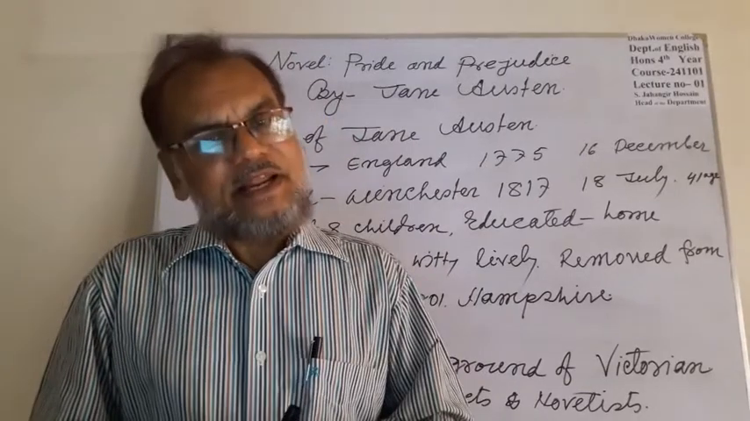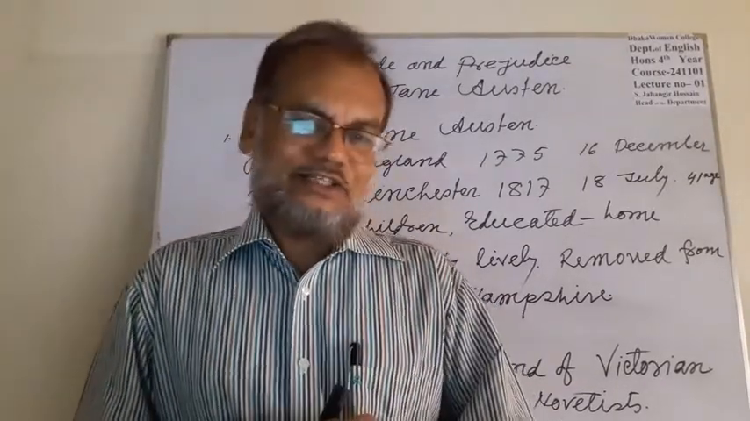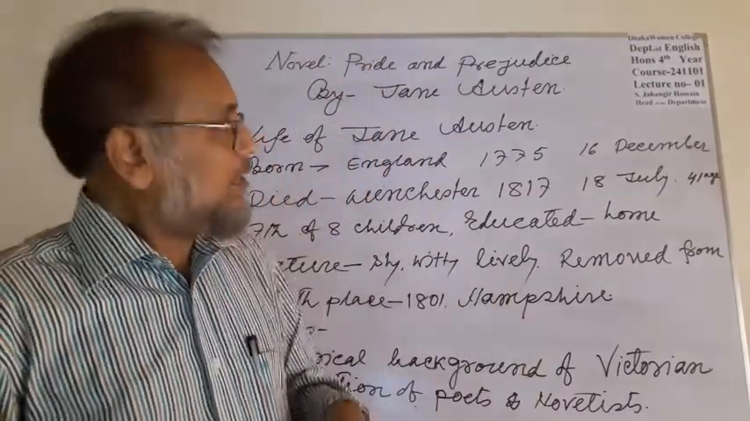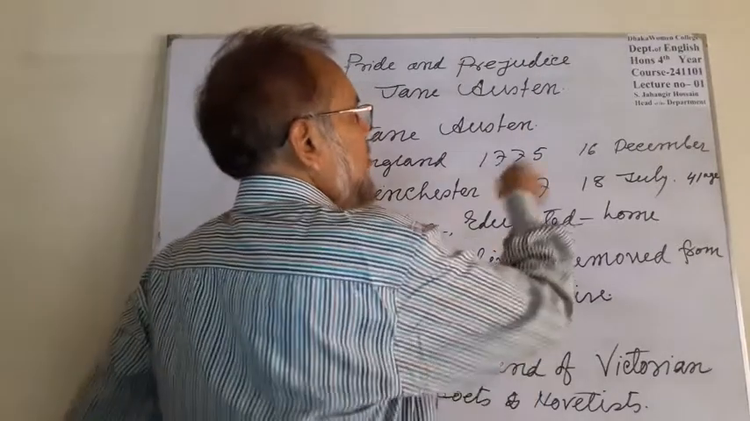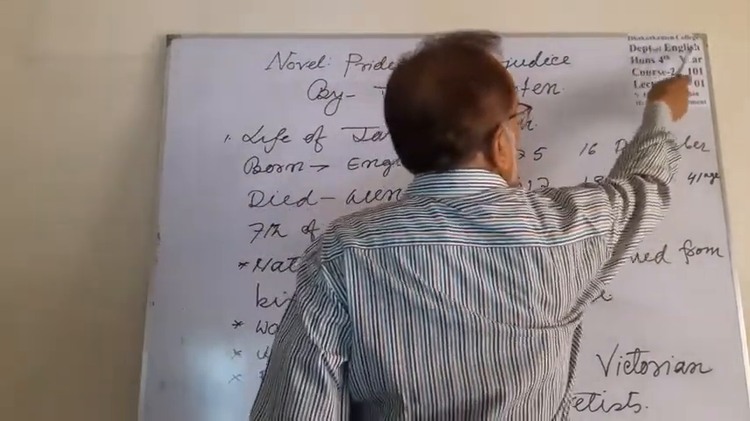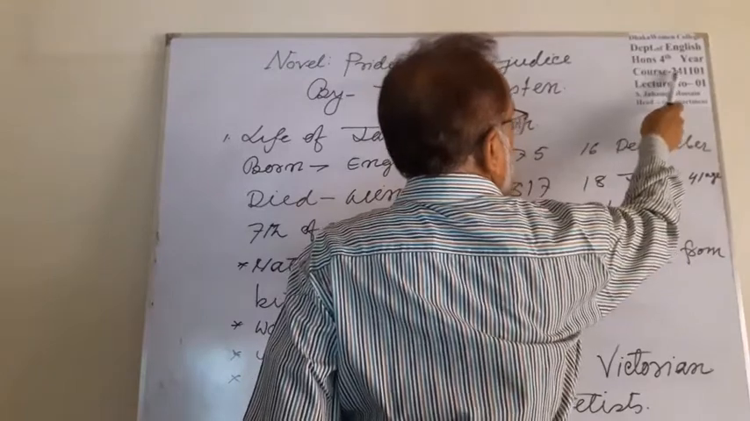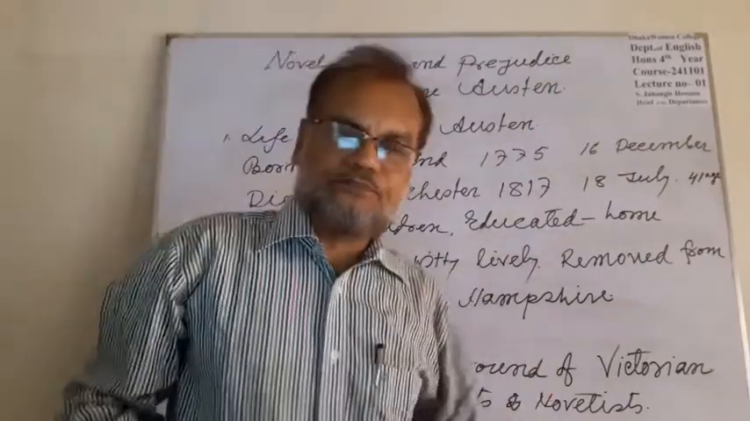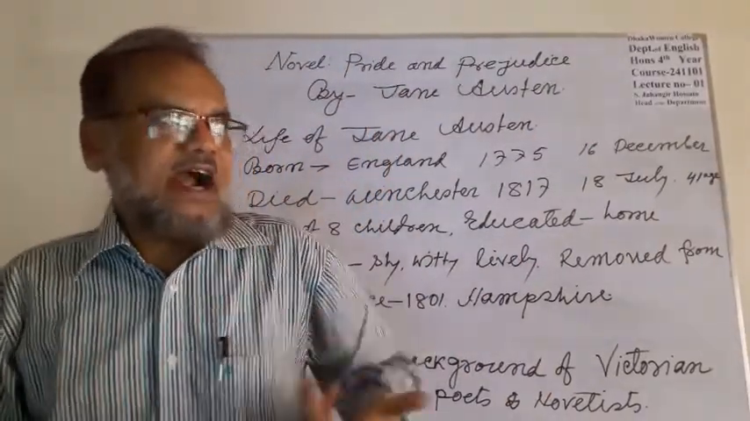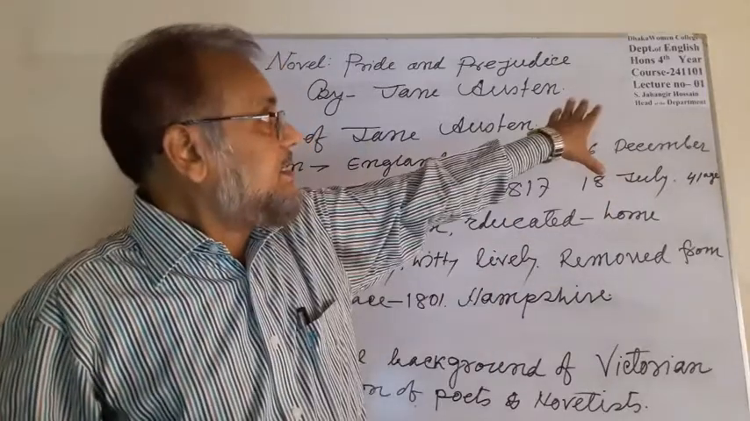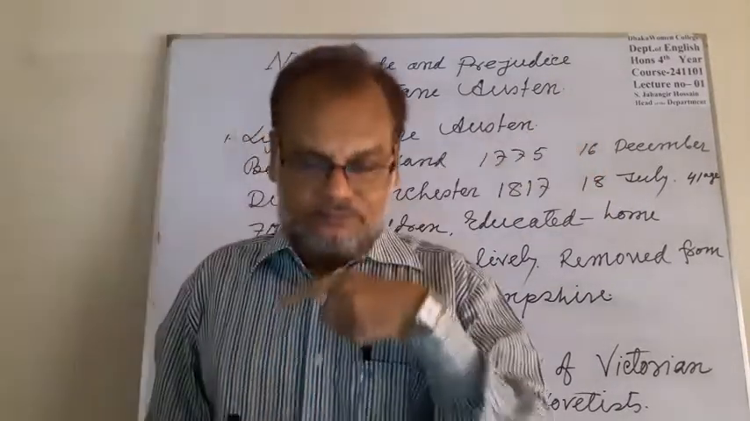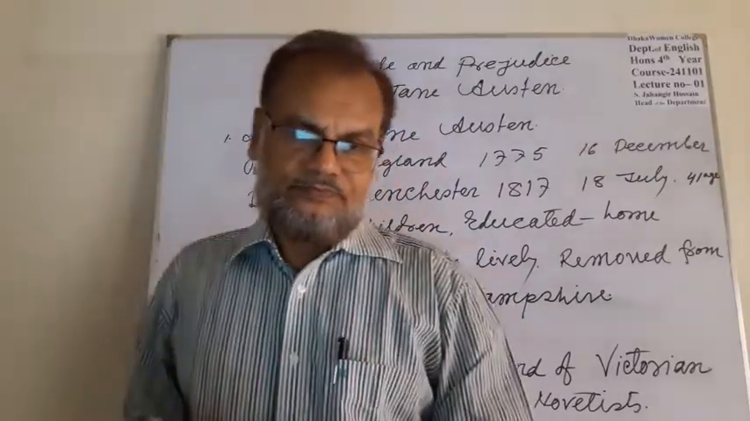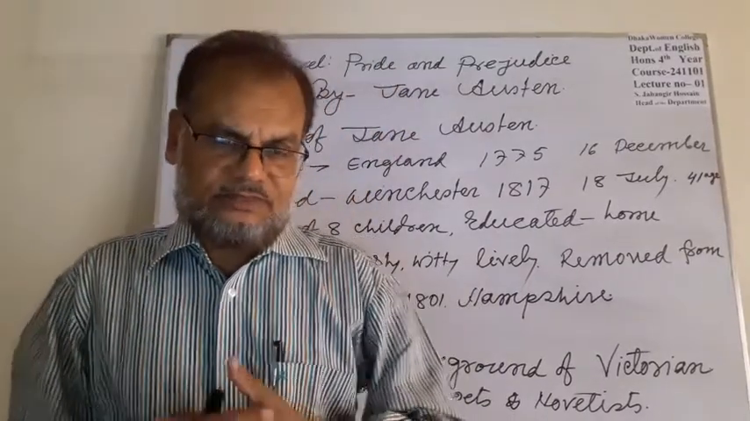You know me very well. I am Sheikh Jahangir Hussain, head of the Department of English. You can see at the corner of the board: Dhaka Women College, Department of English, Honors 4th year, course number 241101, lesson number 01. That is your symbol. You can find me by looking at the corner of the board. And of course, it will be very beneficial to you if you follow the rules and regulations.